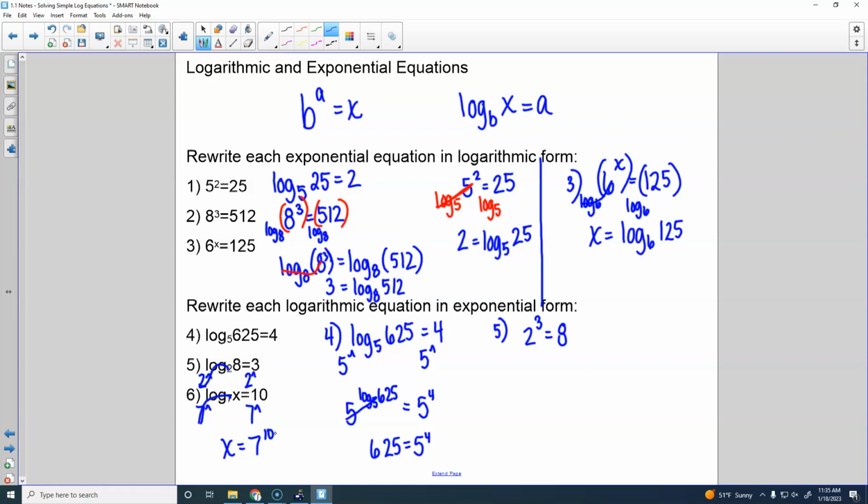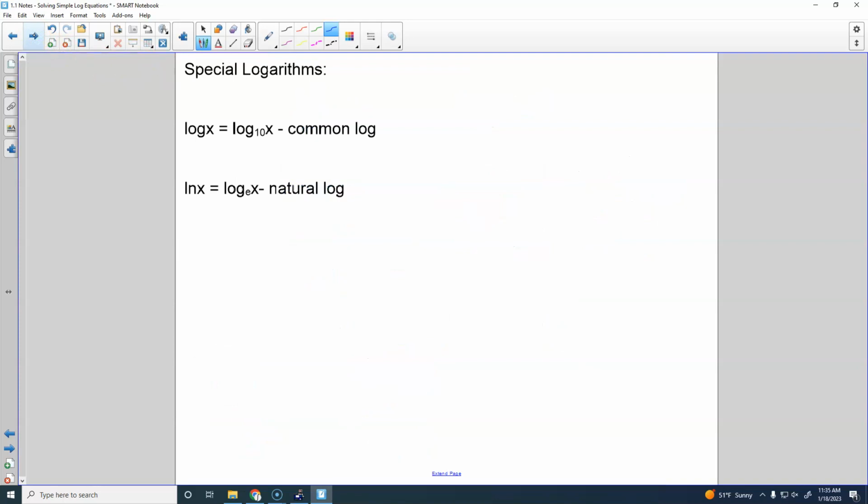Okay, so some things I'm going to give you, I'm just going to ask you to rewrite. But the main reason I want you to do this is because it's a tool for solving equations that we need to know. So, there are some special logarithms that we need to know about. If you ever see log written without a base, it is assumed that that base is 10. And that is called the common log. Its special name is the common log, but a lot of times we just call it log.